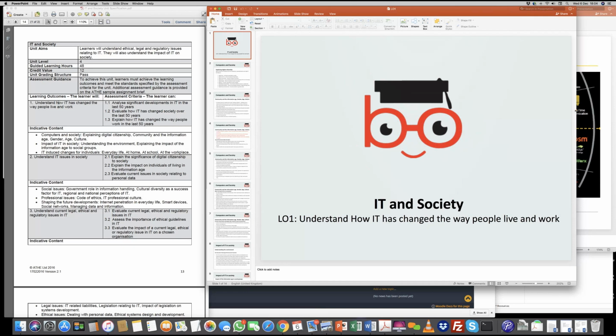Now, because you're looking at doing this qualification, which is a level 4 diploma in computing, it is imperative and very important for us to understand how computers have changed our life, both on the personal as well as on the work front. And what we need to look at in the first part of this unit is how and what significant developments have happened in the last 50 years, which have changed the way we use machines, the way we consume information, the way we create information, and the way we distribute information.